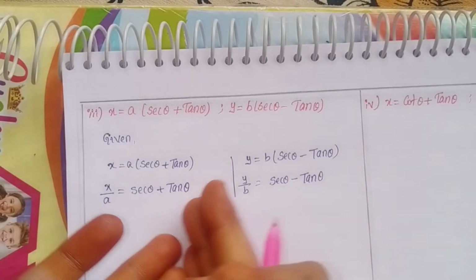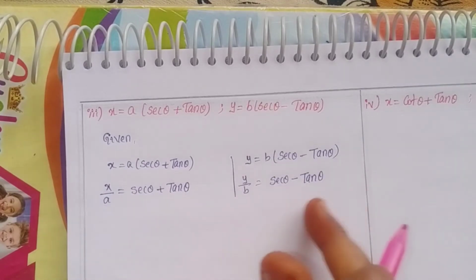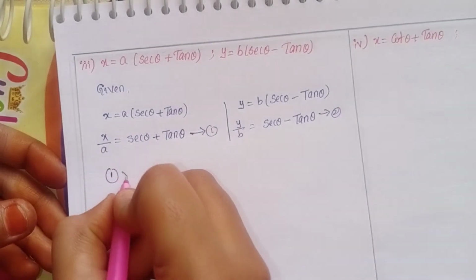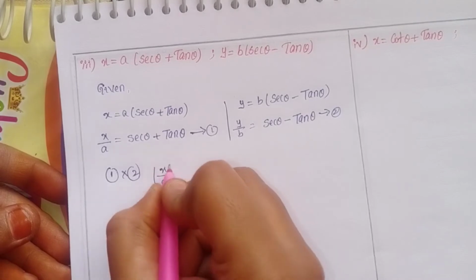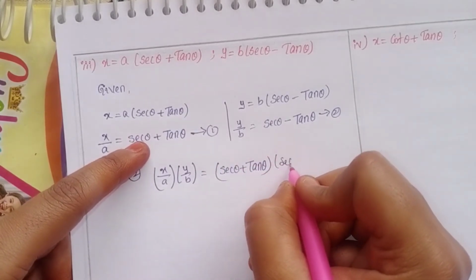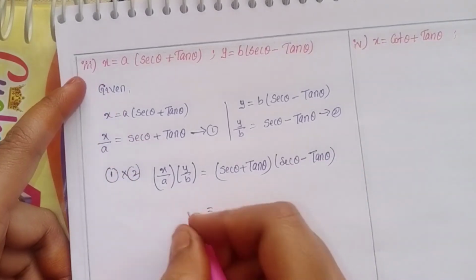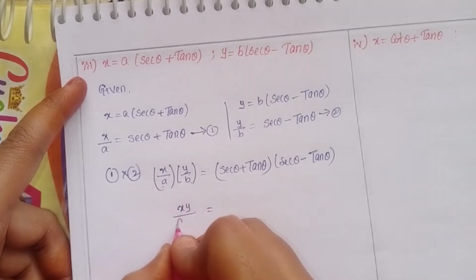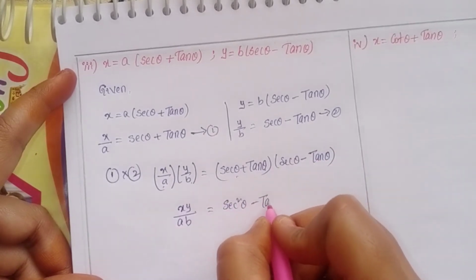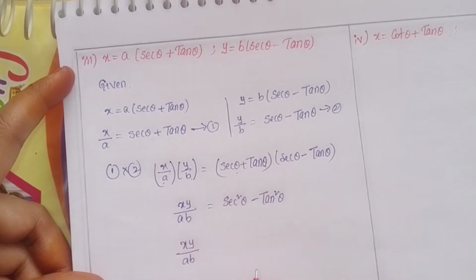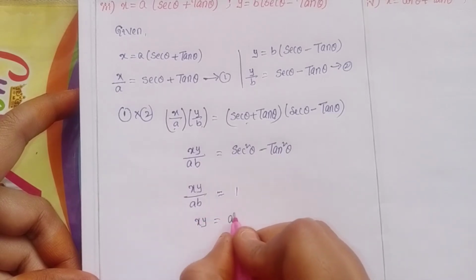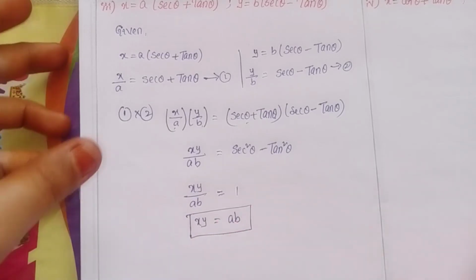See, here there is a plus in one trigonometric expression and here there is a minus. So, simply multiply the first and the second. x by a into y by b is equal to (secant theta plus tan theta) into (secant theta minus tan theta). So xy by ab equals secant square theta minus tan square theta, and this value is 1. So xy equal to ab, by cross multiplication.